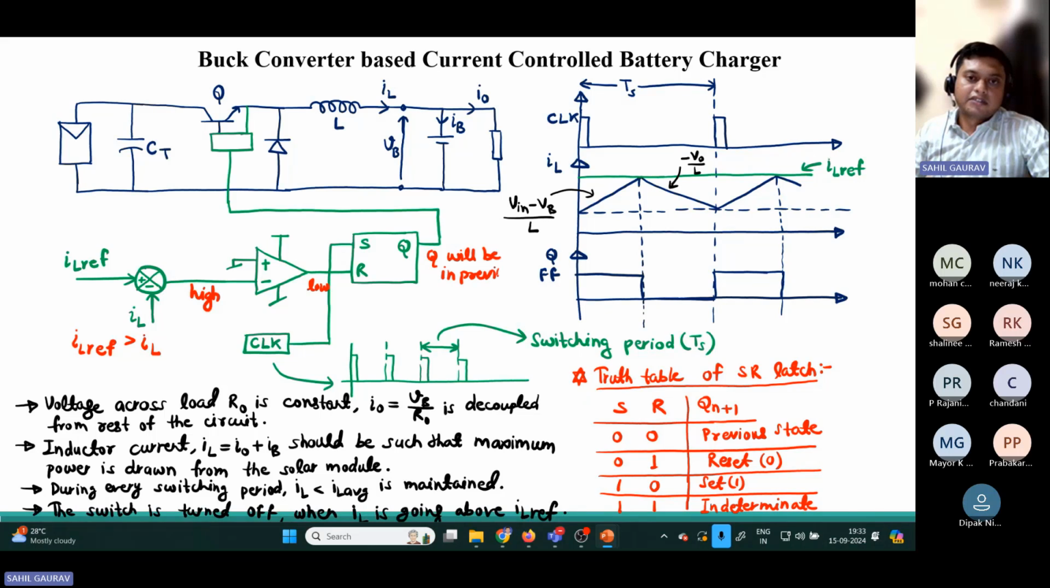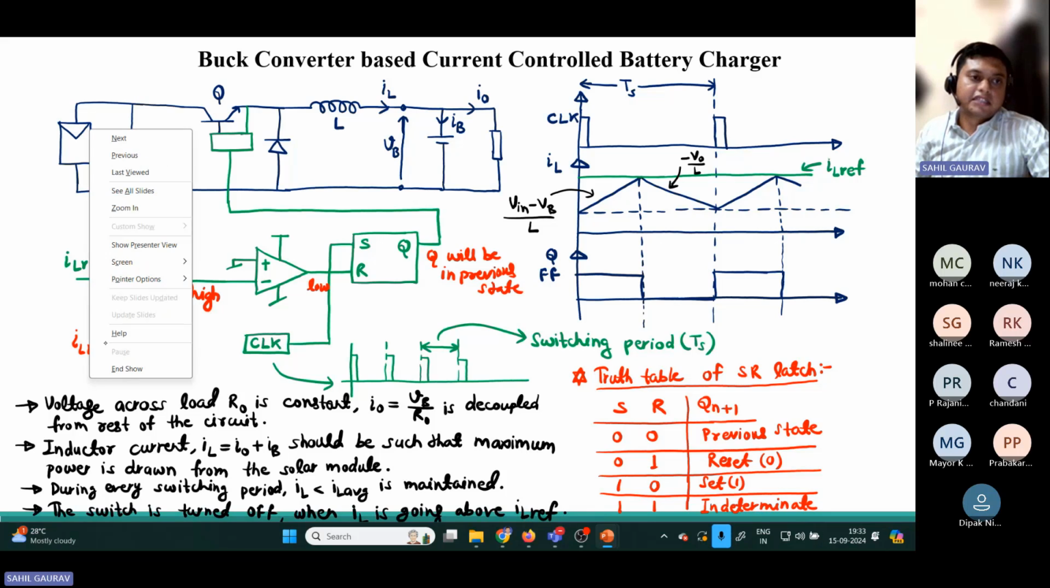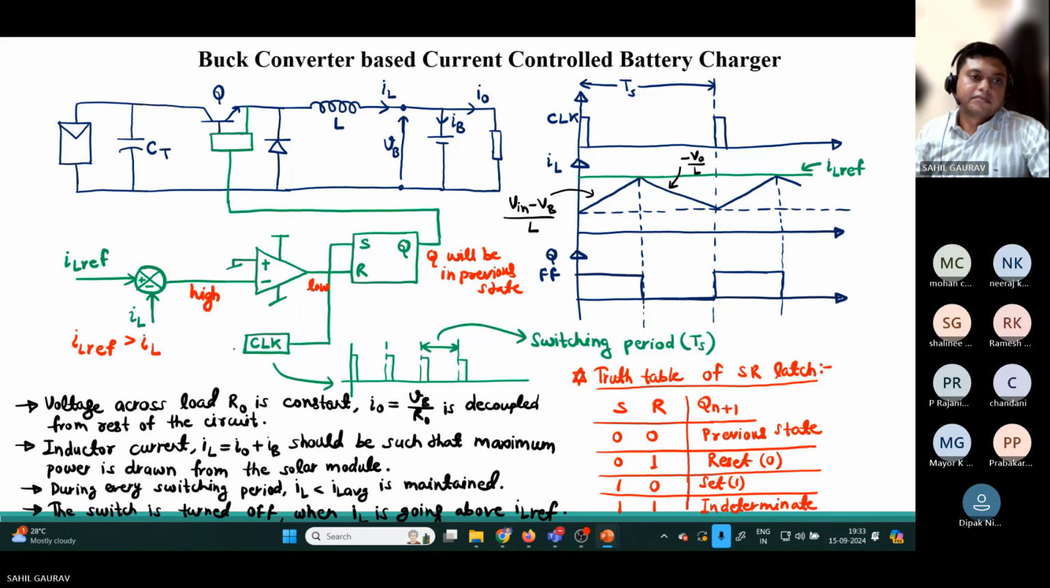Q will be in previous state. Now, if we take the other case, in that case, if this IL difference is less than IL, then it is having a negative value. If it is a negative value, that means you can consider it low. So this zero, this plus VCC will come at the output of the comparator. So it will be high.